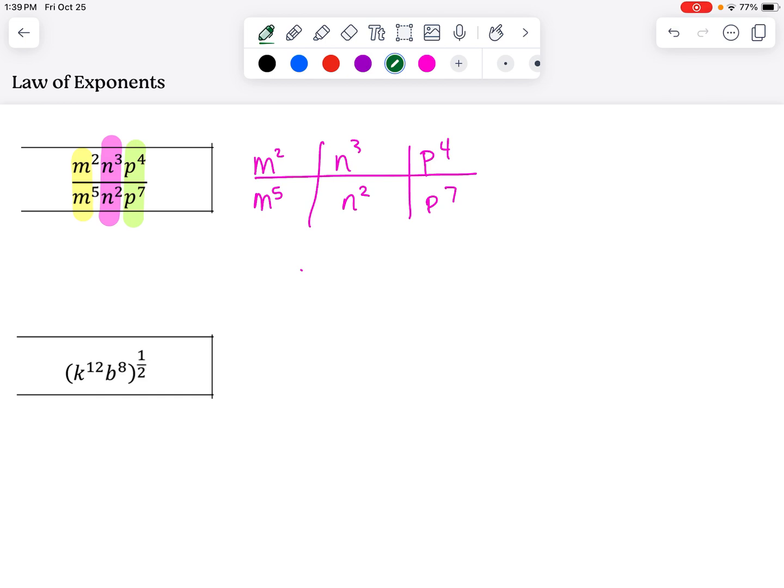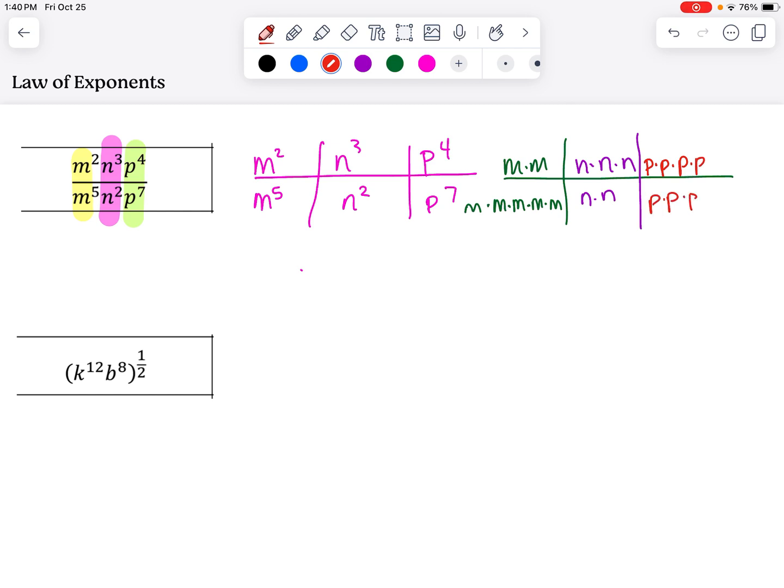And so from there, I can focus on one variable at a time. So for example, I'm going to focus on the m's. M squared is just m times m. M to the 5th is m times itself 5 times. And then after that, I can go into n's. N cubed is n times n 3 times. N squared is twice. And then p to the 4th power is p times itself 4 times, p to the 7th 7 times.